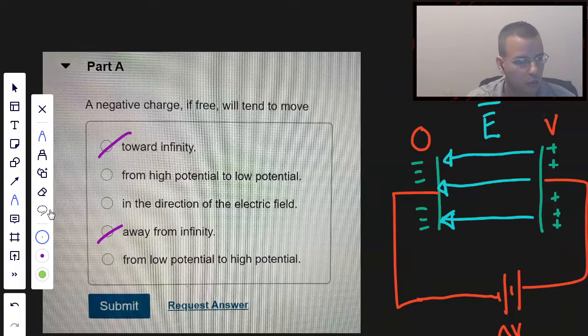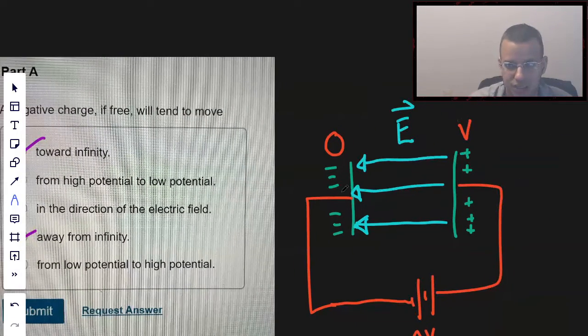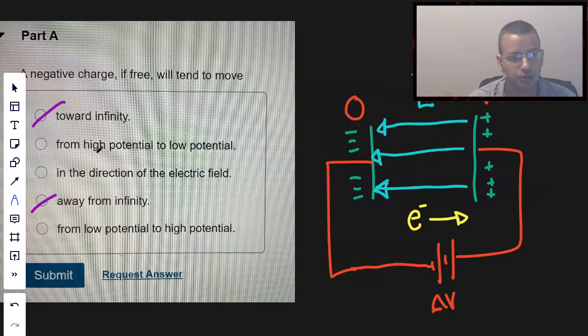All right, so we're going to have a negative charge. I'm going to choose this negative charge to be an electron, just because it's convenient. If we put an electron right here, we can see that the electron is going to move this way. It's going to be repelled by the negative charges on the left plate, and it's going to be attracted to the positive charges on the right plate. So is it going to move from high potential to low potential? No, because this is high potential on the right, low potential on the left. It's going to move from low potential, which is away from the negatives, and towards the positives. So it's going to be this one right here.